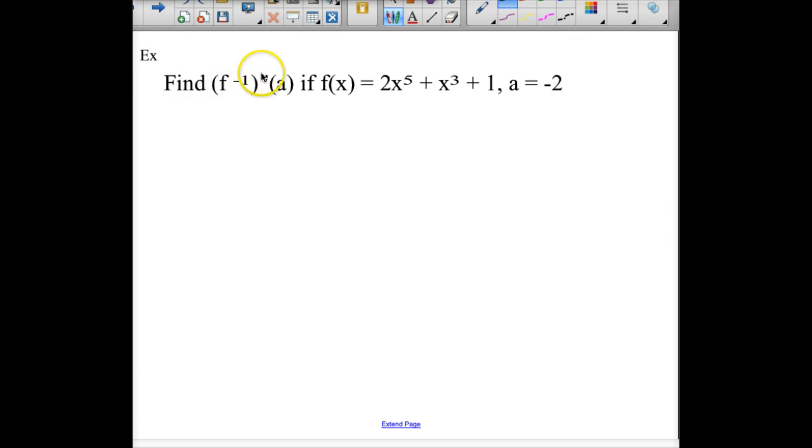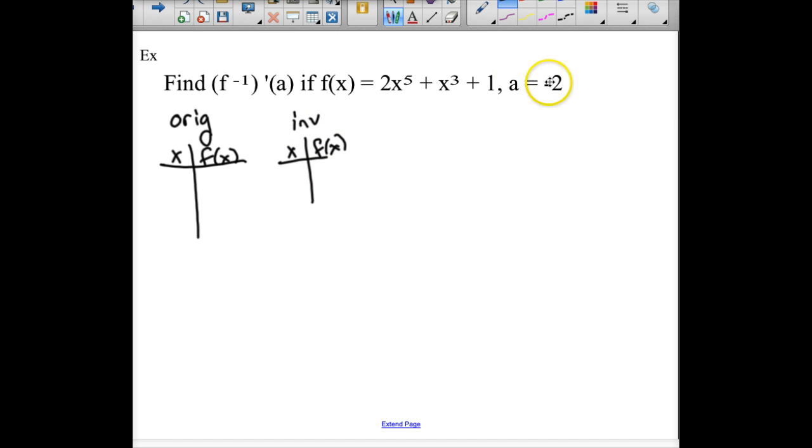If we want to find the derivative of the inverse at a, and this is our function, and a is -2, another example of the same type of thing. Our original function has an input and an output, and our inverse function has an input and an output. We want the input to go into our inverse to be -2, so I have to find the output. Well, that means that it would have been the output for the original function, so now I'm going to find the input. So 2x to the fifth plus x to the third plus 1. Where does that equal -2? Again, we'll put it on the graphing calculator.